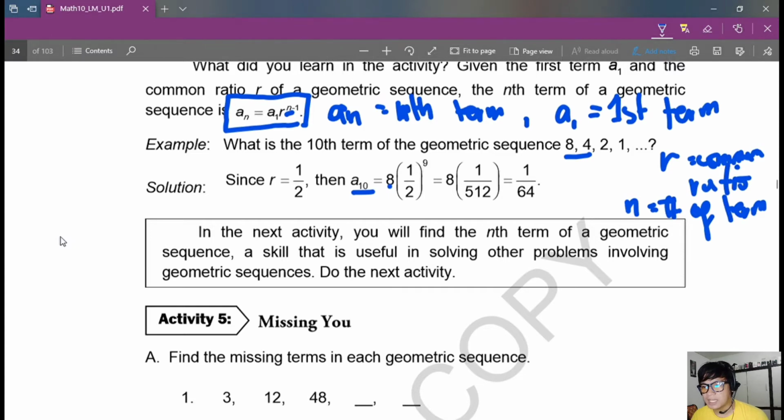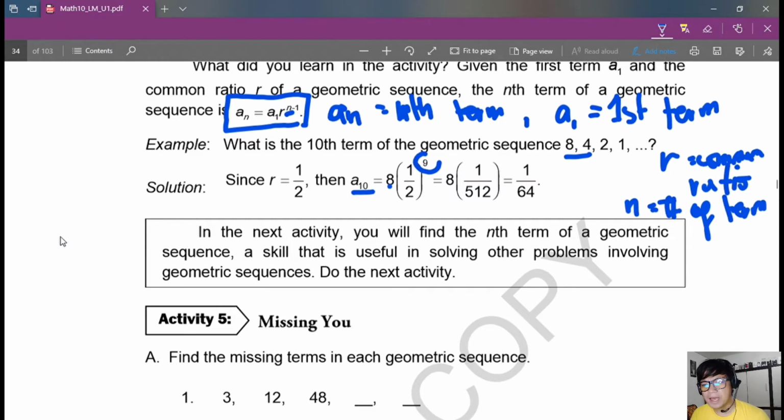Paano siya naging 9? Kasi 10 man yung number of terms natin. Kasi you are looking for the 10 terms. So, there are 10 terms. So, 10 minus 1 is 9. So, simplify na lang siya. So, the answer is, the 10th term is 1 over 64.